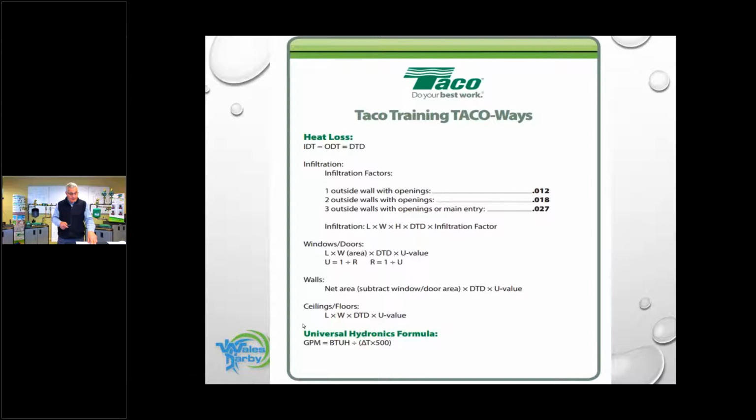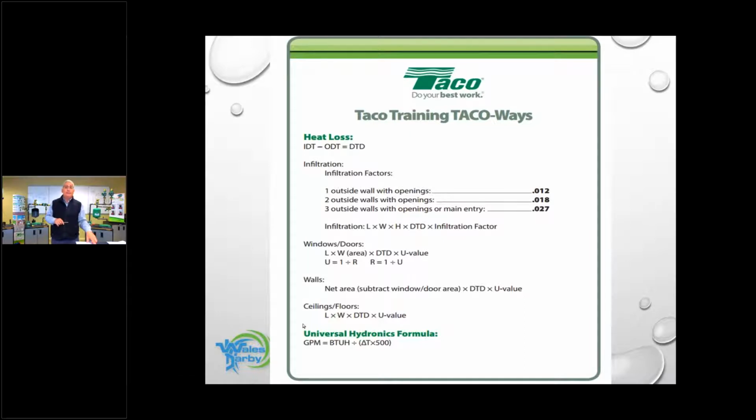So 10 by 15 times 56, that's our design temperature difference. That number keeps repeating. Times 0.04, that's going to give me 336. Write that number down. I'm going to do the same thing for the floor because that's exposed. It's over the garage. The garage is not heated. And I'm going to use an R value of 11 for the floor. That would be the absolute minimum we'd want in that floor for insulation.